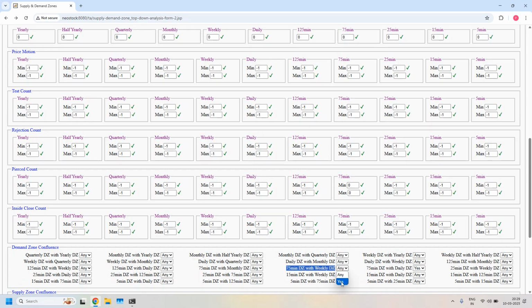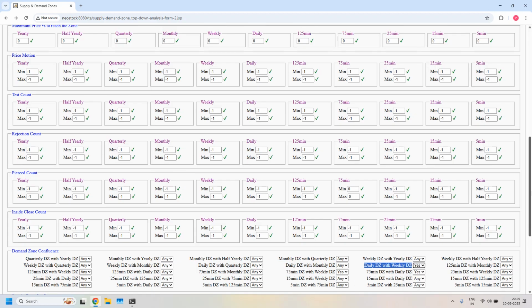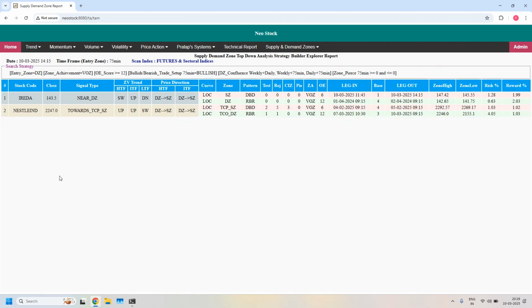75 with weekly demand zone confluence, daily with weekly demand zone confluence, with all the 3 filters we got 2 stocks. Out of these 2, the second one is having HTF trend as uptrend. So that is a weekly trend, because 75 and daily are part of the weekly zone. So let's verify if this stock is having weekly EMA confluence.